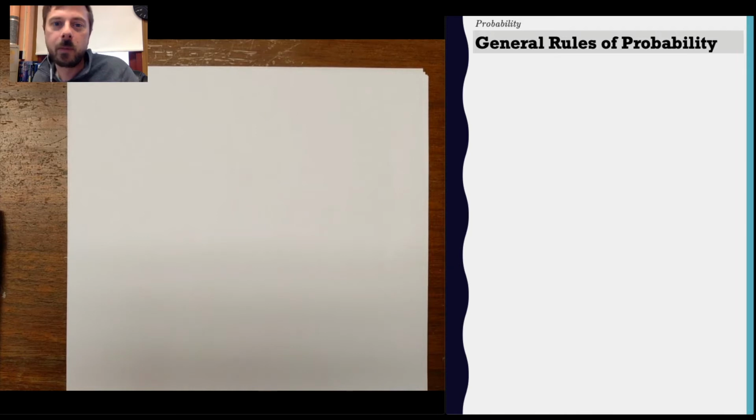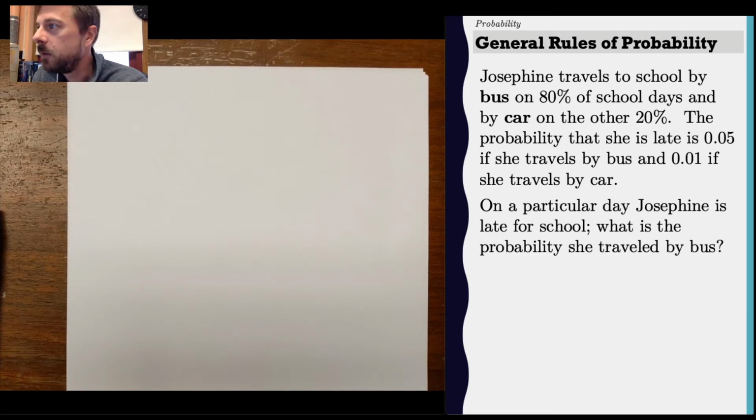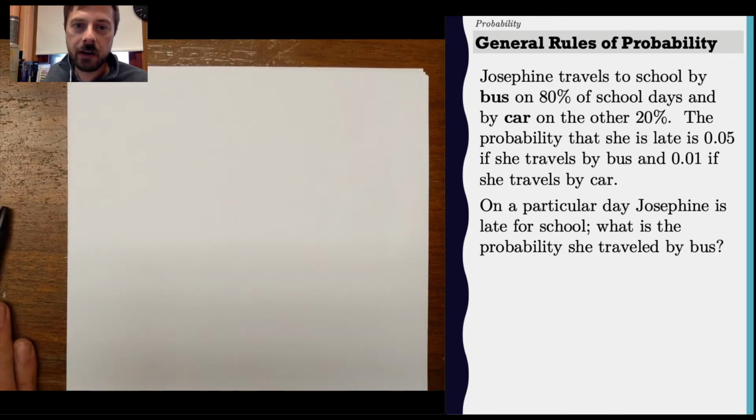But here we're just going to do some problems, and we're going to focus on some kinds of problems that are a little bit different than the ones we focused on in class yesterday. So let's start with this. This is again a very standard testy kind of question for statistics courses. Josephine travels to school by bus on 80% of school days and by car the other 20%. The probability that she is late is 0.05 if she travels by bus and 0.01 if she travels by car. So we want to know, on a particular day, Josephine is late for school. What is the probability she traveled by bus?